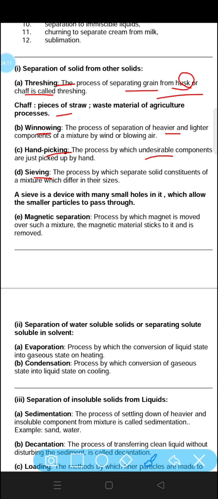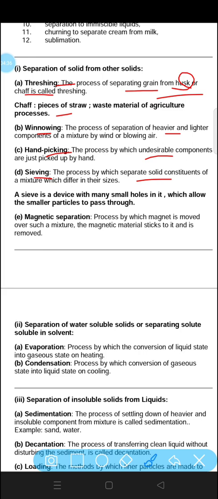Next one is sieving. Sieving is the process that we can see at our home. Sieving the tea to separate the tea from tea leaves. The process by which we separate solid constituents of a mixture which differ in sizes. If you are sieving tea to separate it from tea leaves, or we used to sieve flour to separate the husk and different particles from it.